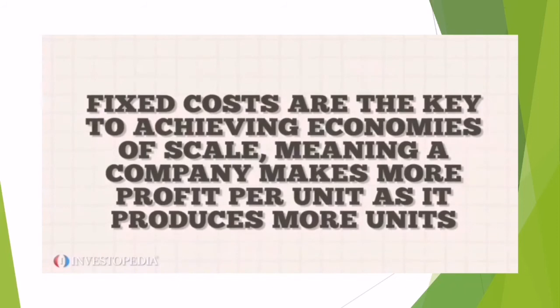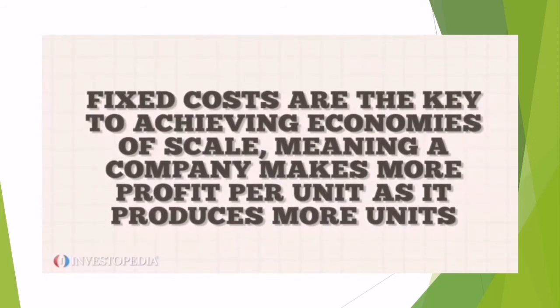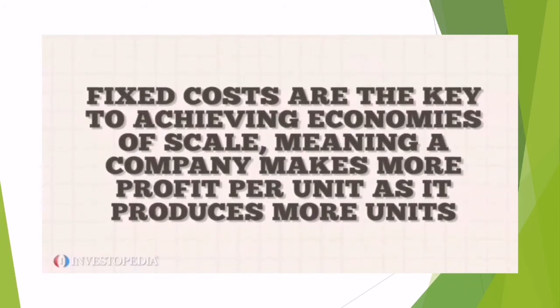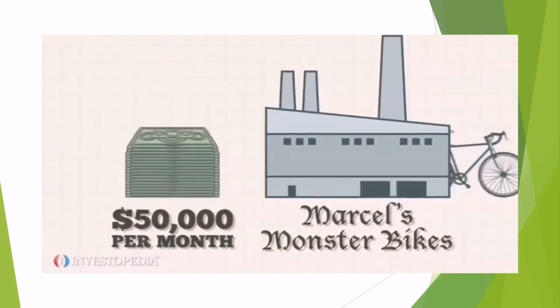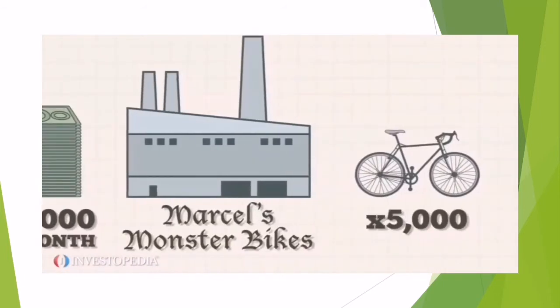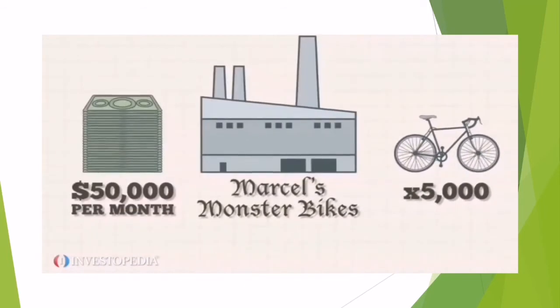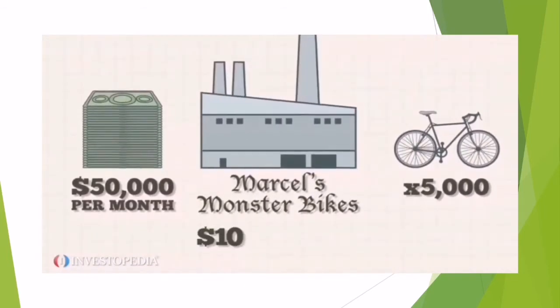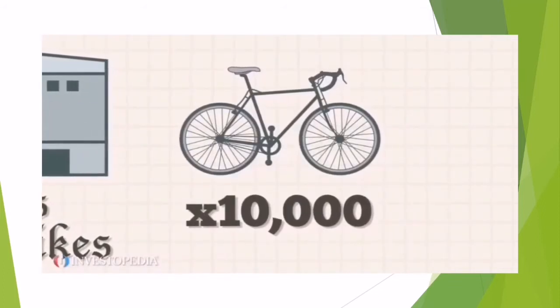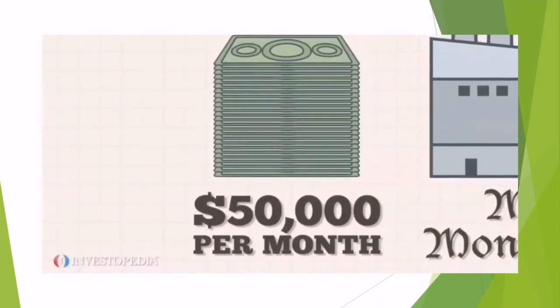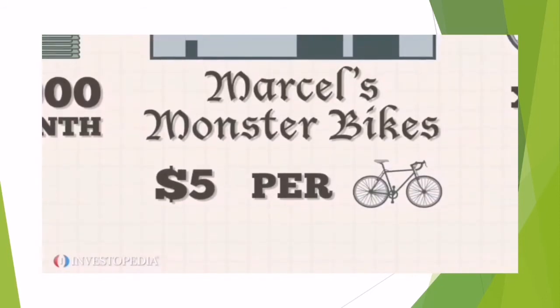in raw materials. Fixed costs are the key to achieving economies of scale, meaning a company makes more profit per unit as it produces more units. For example, Marcel's Monster Bikes has a lease for $50,000 per month. If it produces 5,000 bicycles, the cost of the lease is spread over 5,000 units, or $10 per bicycle. If the company sells 10,000 bicycles, it spreads the fixed cost of the lease over more bicycles. The cost of the lease is now $5 per bicycle.